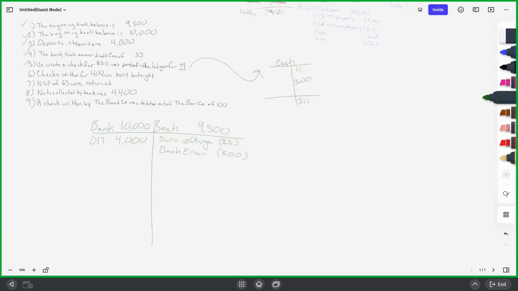Checks written for 400 were sent last night. So is that a bank error or a book error? Checks written for 400 were sent last night. Just checks. We wrote out a check and we sent it out last night. I didn't think it was an error, just an outstanding check. It is an outstanding check. So whose correction is that? The bank. We know we wrote that check and it's for the correct amount.